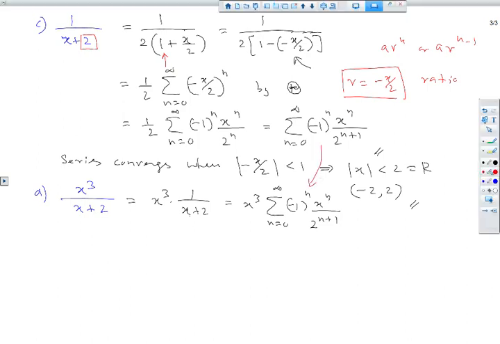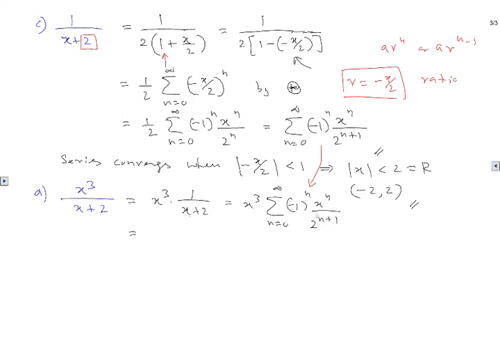Now what we're going to do, we try to bring x^3 inside. That's very easy to do. If you bring x^3 inside, it just increases the index of x by 3. That means the sum over n going from 0 to infinity of negative 1 to the n, and you multiply by an extra x^3, so it becomes x to the n plus 3. There's nothing in the bottom, so it's over 2 to the n plus 1.